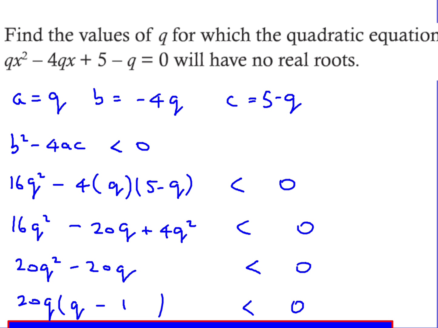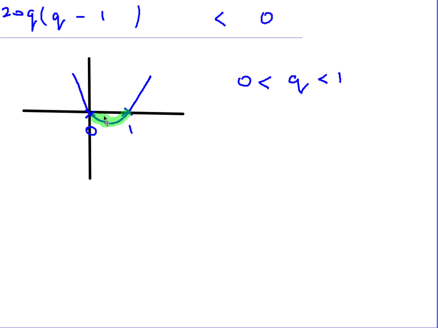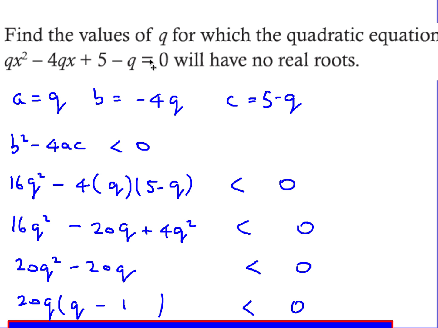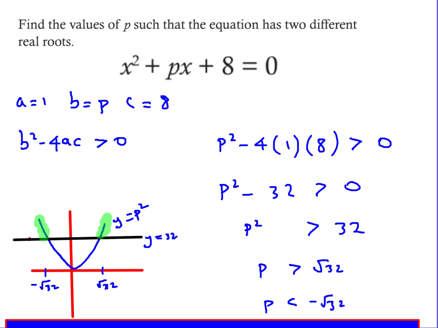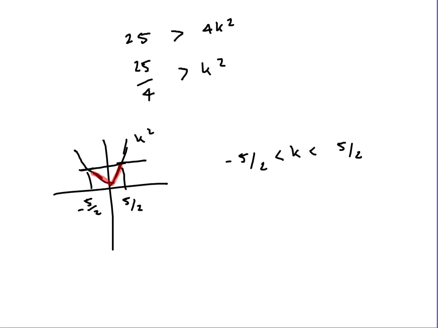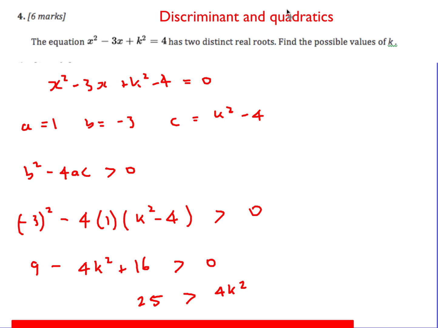So what does that mean? That means when I put q between 0 and 1 into the original equation, I'm going to have no real roots. Just remember that this graph that you've just sketched here, that's not the same as the original graph. This is simply just to help you solve a new quadratic inequality. So there we go, some of the easier style questions to do with discriminants and quadratic inequalities.